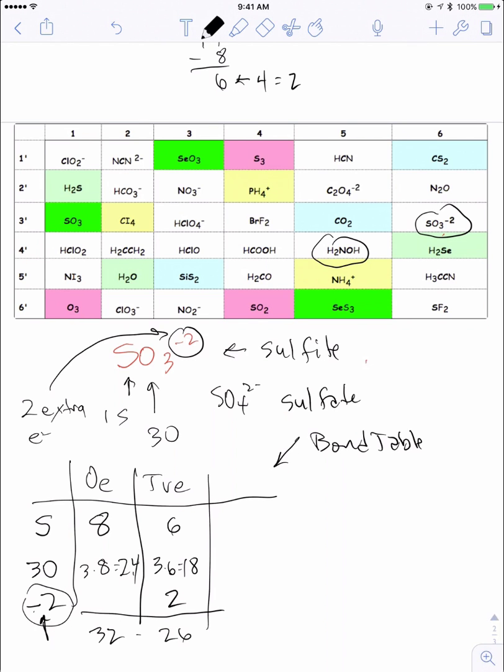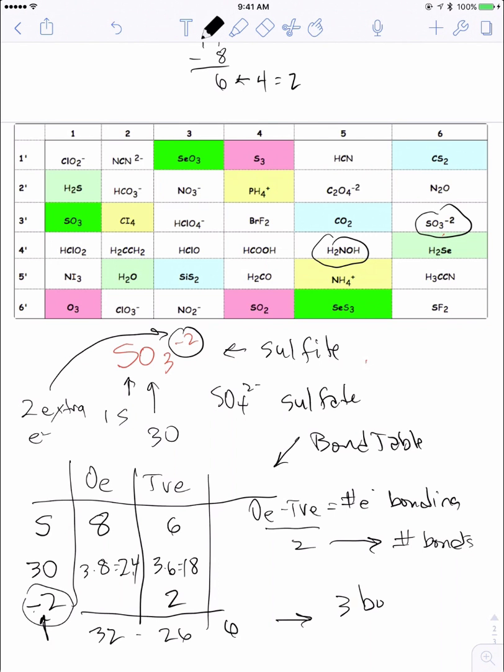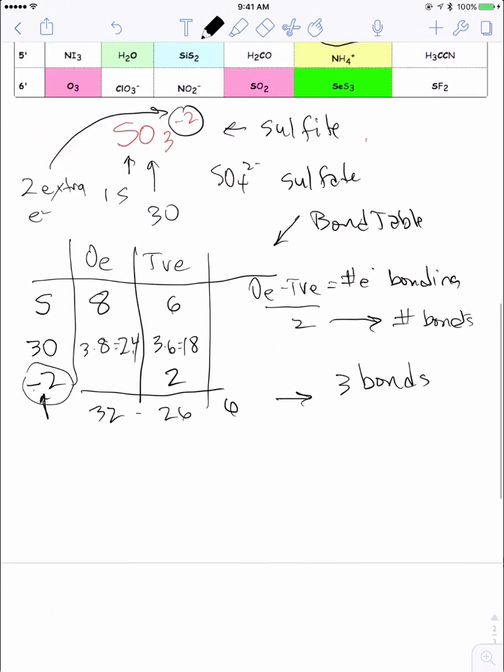The difference, octet electrons minus total valence electrons, equals the number of electrons involved in bonding. So if we take 32 and 26, that's 6. And if we divide that by 2, that equals the number of bonds. So this particular structure has 3 bonds.